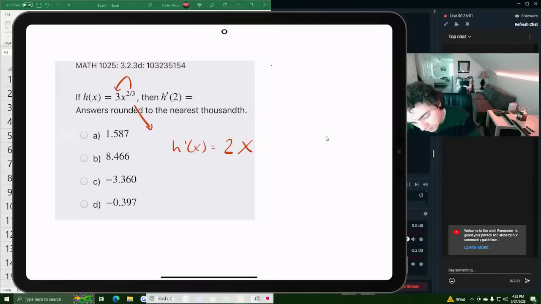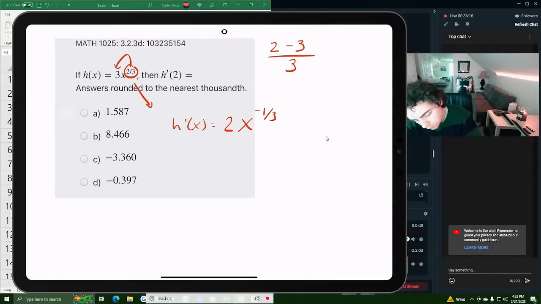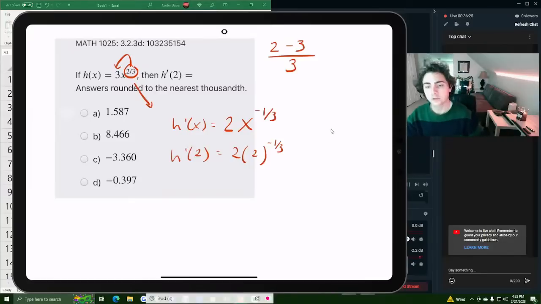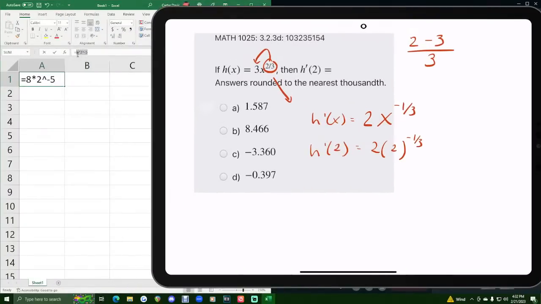We leave the x and then we subtract 1 from the 2/3 exponent. This is where we take the top number minus the bottom number and leave it over the bottom number. So 2 minus 3 is -1. Leave it over 3. This is our derivative. So now we just plug in 2. So h prime at 2 is 2 times 2 to the -1/3. Let's do that in Excel. 2 times 2 to the, in parentheses, -1/3. We needed parentheses because we had that whole fraction to type in now for the exponent. So we get about 1.587, and we can see that in option A.